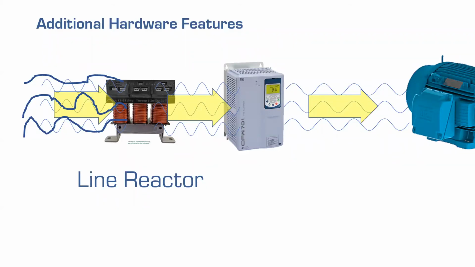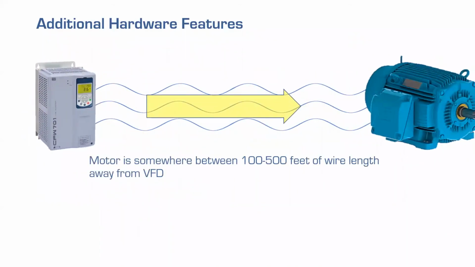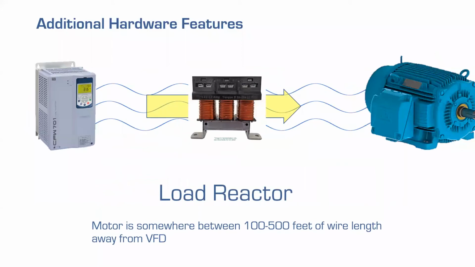Got it. Now, between the VFD and the motor, if we have long lengths of wire, then there can be voltage spikes that are generated that will damage your motor. And so if we're between 100 and 500 feet of wire length, then we might want to add a load reactor. If we're less than 100 feet, then we don't have to worry about it. But once we get up into that 100 to 500 feet range, a load reactor adds some inductance into the circuit that will dampen those spikes that are going to be hitting our motor. So that protects our motor then?